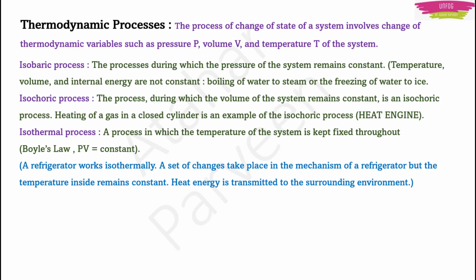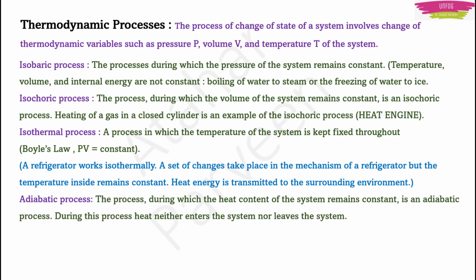Here now I can take the example of a refrigerator. Refrigerator works isothermally. What happens in a refrigerator? There is a set of changes which take place in the mechanism of the refrigerator. But these changes do not affect the temperature inside, isn't it? The temperature inside the refrigerator remains constant. Heat energy will be transmitted to the surrounding environment. You can see sometimes your fridge's outside wall, the side walls, will be very hot. That is the reason why that heat energy is transmitted to the surrounding environment. This is your isothermal process.